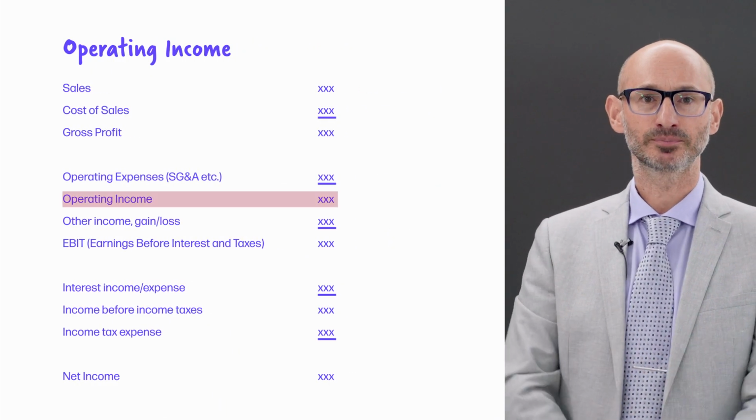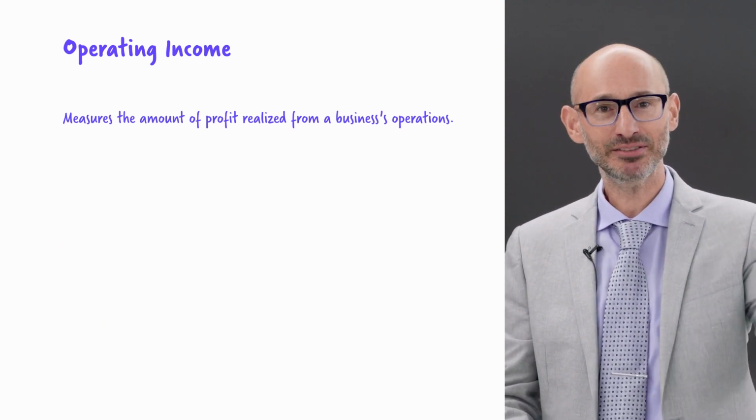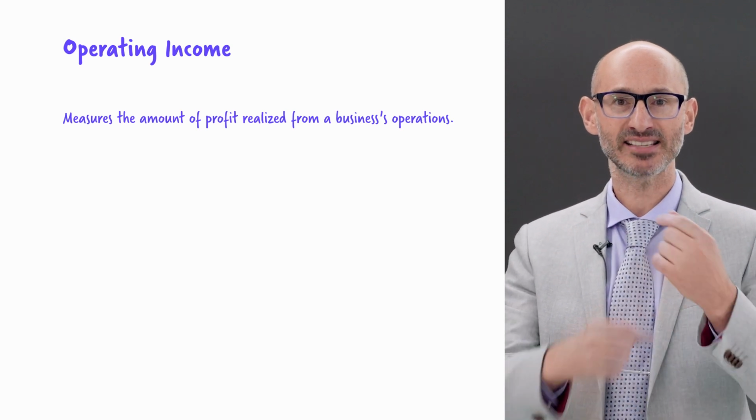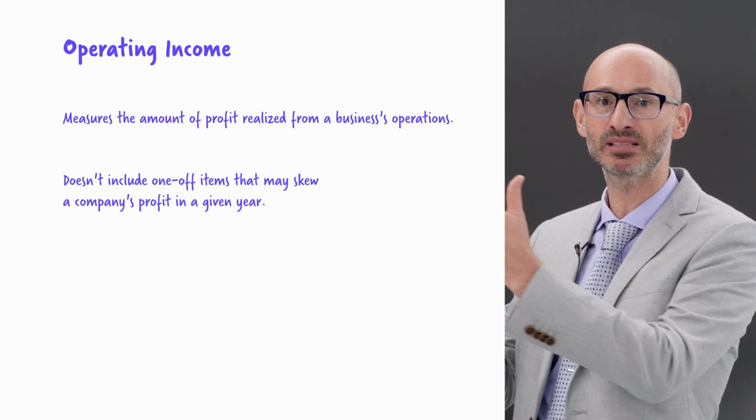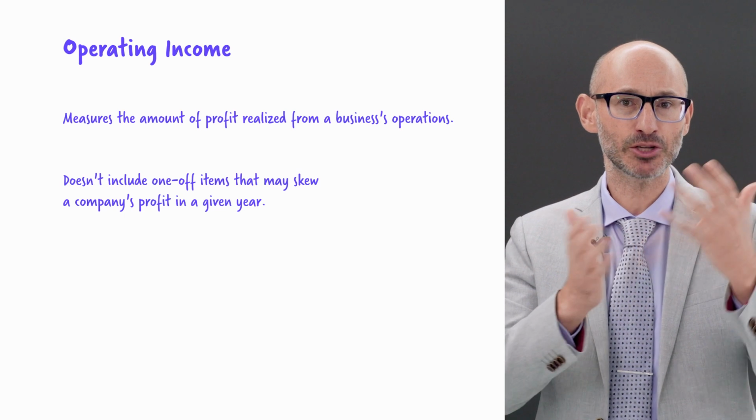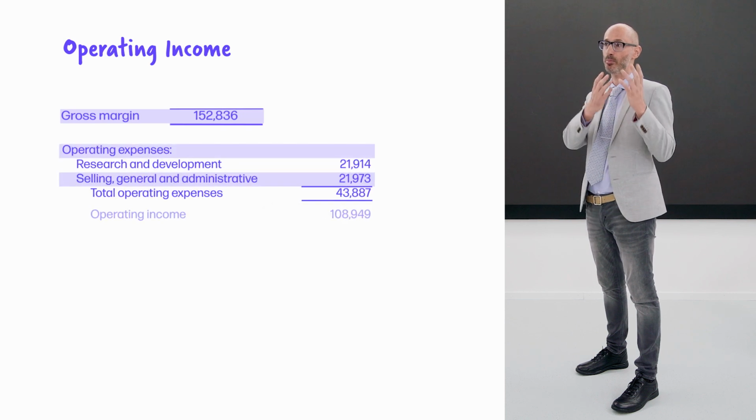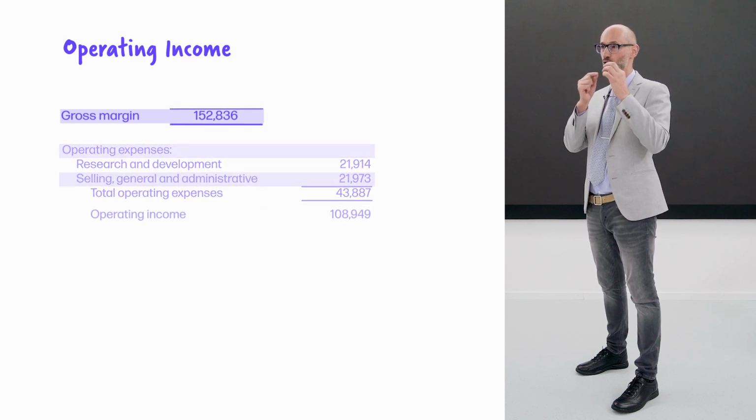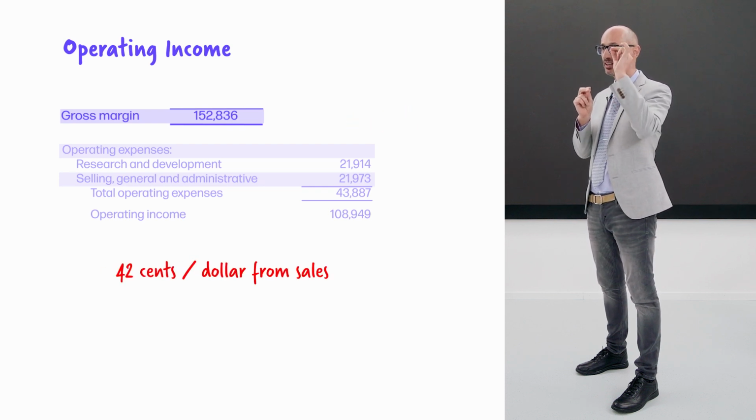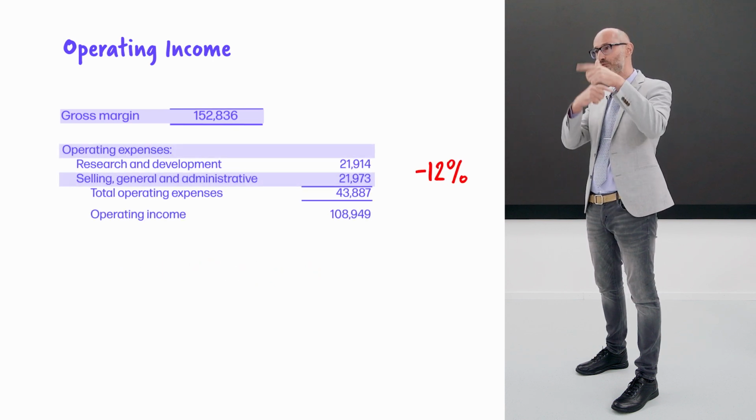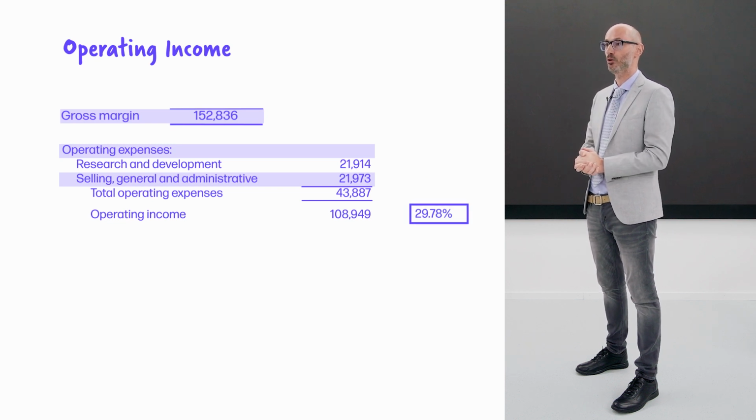Now let us see the next line item. Operating income measures the amount of profit realized from a business's operations after deducting operating expenses. Analyzing operating income is useful because it doesn't include one-off items that may skew a company's profit in a given year. This is essentially a measure of a firm's core income. Remember, so far we saw the gross margin and operating expenses. If you want to compare the gross margin from the slide earlier, which was almost 42%, Apple makes 42 cents on the dollar from sales. Deduct a further 12% in operating expenses to arrive at 29.78% from operations.